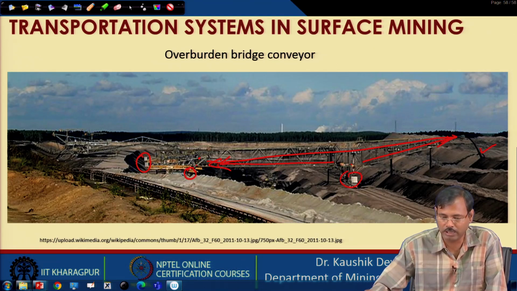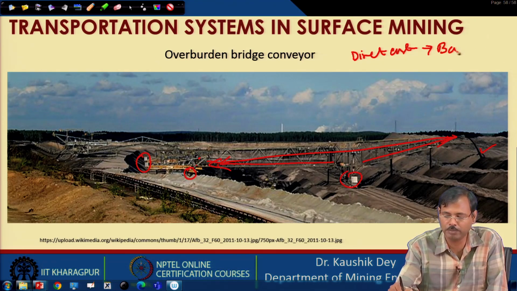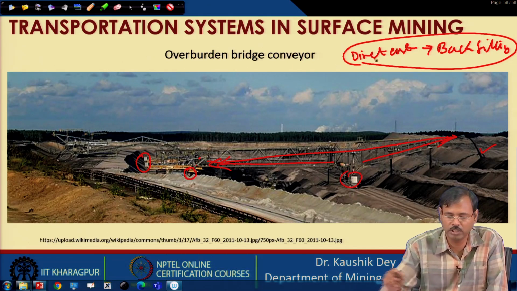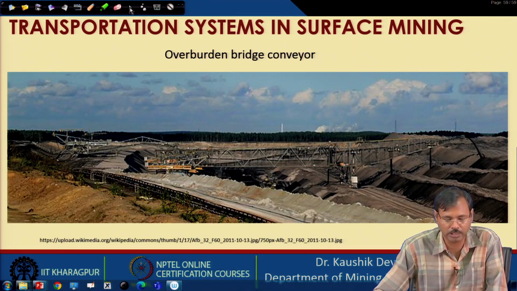So, it is a long bridge conveyor, and this system is very fast and effective for transferring overburden material, where direct casting for backfilling is practiced. So, this is a very useful and fast technique. However, this essentially requires a higher capital investment.